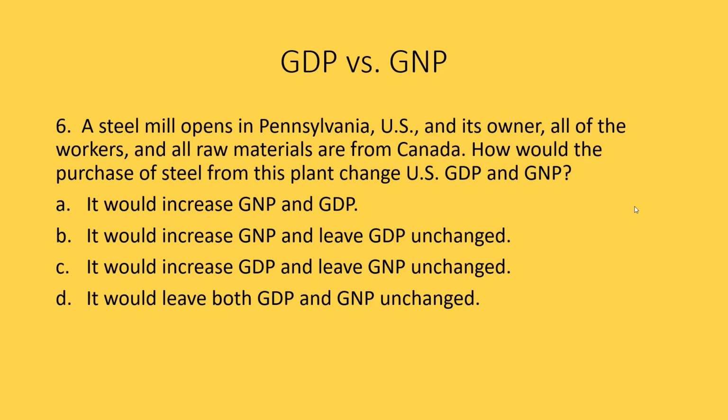Right, as far as U.S. GDP is concerned, because it is happening within the borders of the U.S., it would increase U.S. GDP. However, all the owners and workers are Canadian citizens, so it would leave U.S. GNP unchanged. So C is the answer you are looking for on that one. Again, this would increase Canada's gross national product and the United States' gross domestic product.